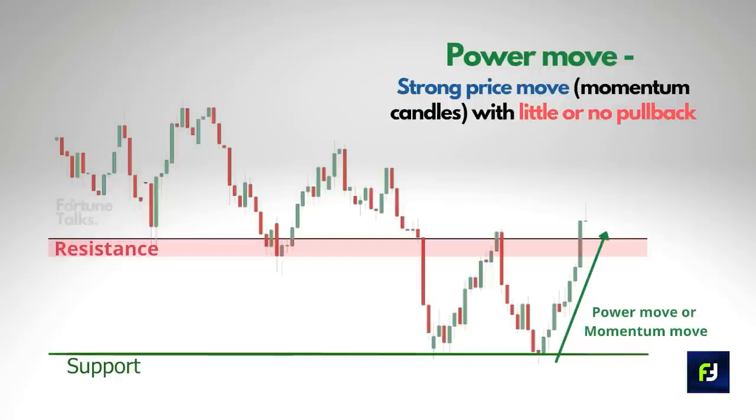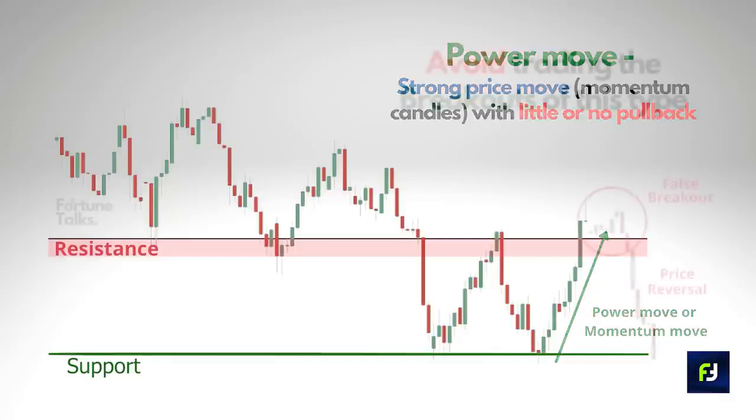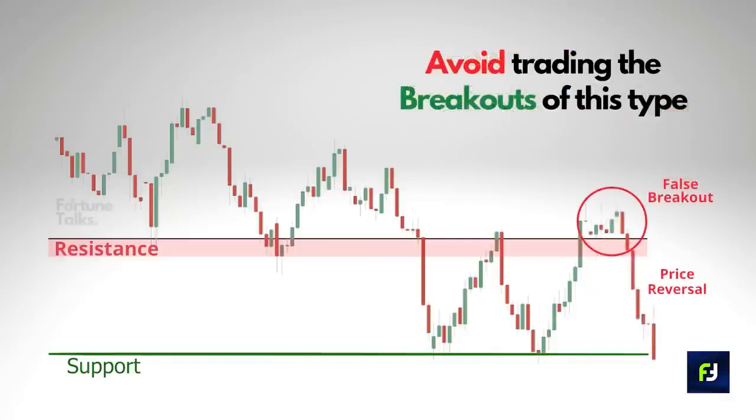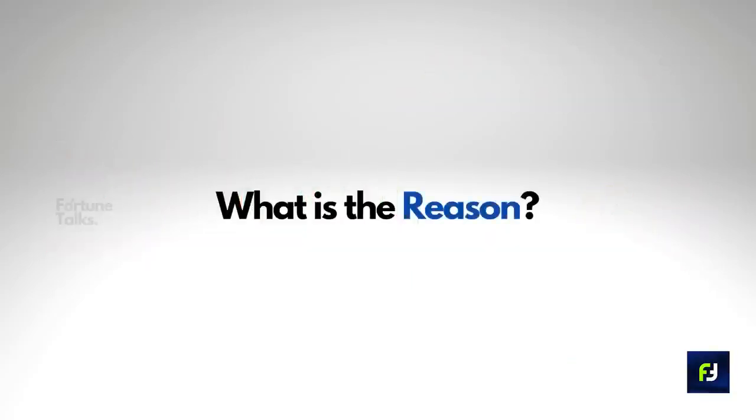If you see a big or strong momentum move with large candles, this is what a power move is. Now if the price moves up from a level with little or no pullback and then it goes up higher, breaking an area or a level of value like a support or resistance, then my advice is not to chase the breakout of this type, because more often than not, the market tends to reverse under these conditions. And why am I so sure and why is it so? Let me give you a very simple explanation of why this actually occurs.